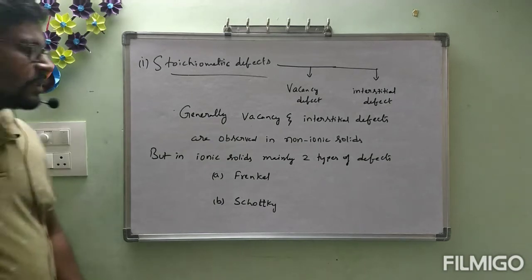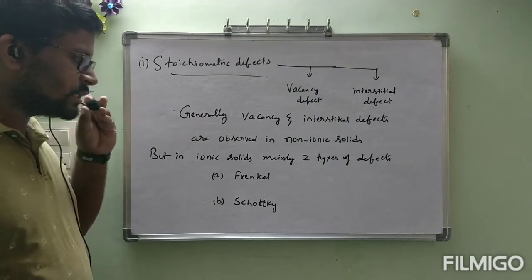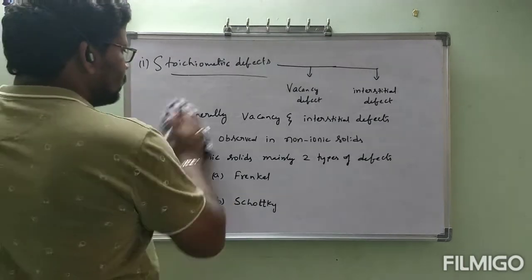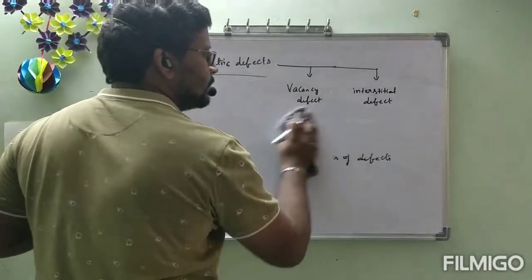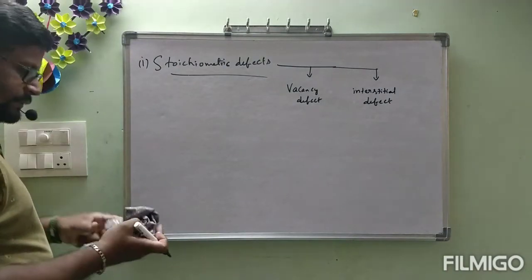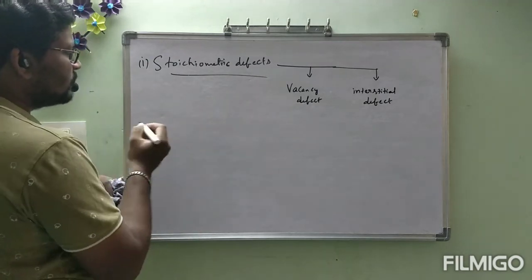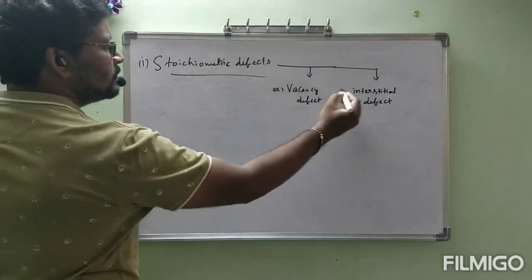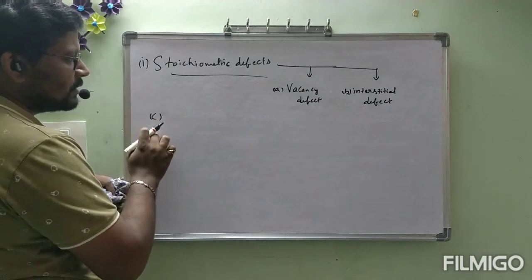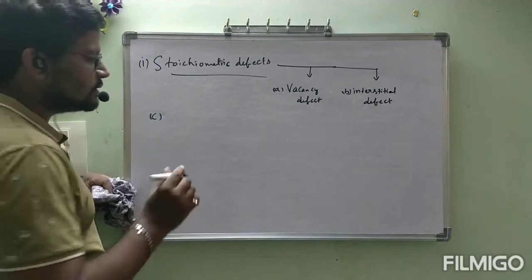Let us see what about vacancy and Frenkel and Schottky defect. These are the names of the scientists. Let us see first what about Frenkel defect. Two types we have seen. Now what we have to do? For this A we kept, for this B, let us keep C here. But this C is also one of the types of vacancy defect and interstitial defect. You will understand now by seeing this one. Frenkel defect.